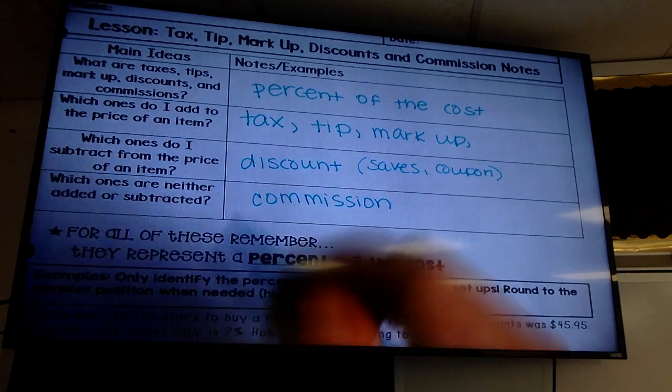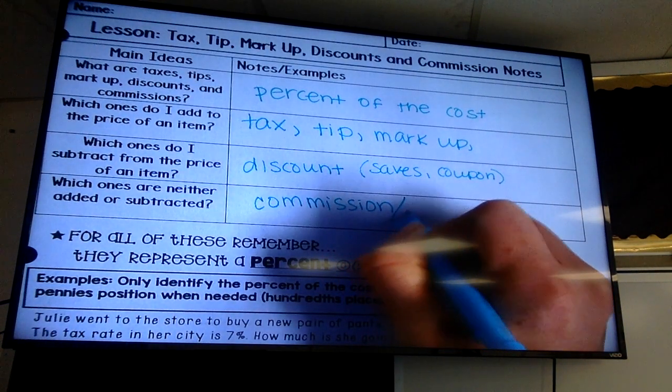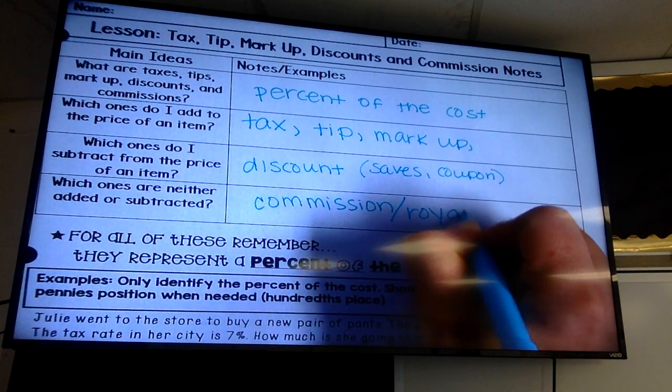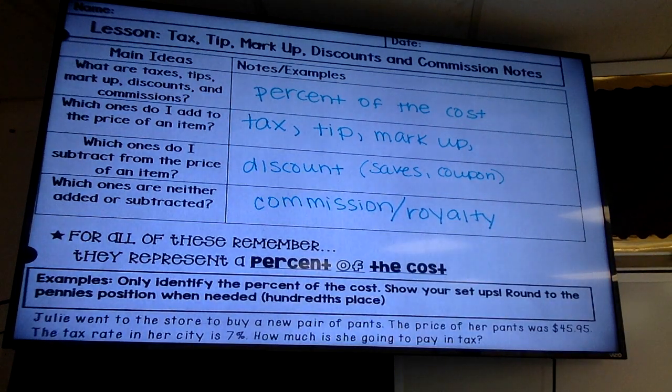I should actually add another word. Another word for commission is royalty. That's not talking about kings or queens, but if you're like a musician or an author or a songwriter, you earn royalty for every time your book is purchased or every time your song is downloaded. It's kind of the same thing as commission.